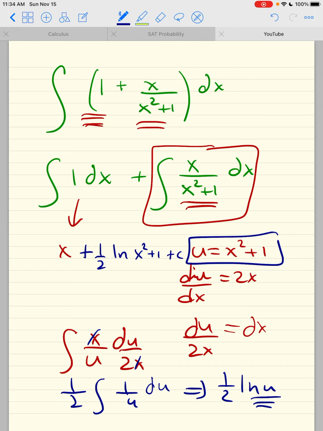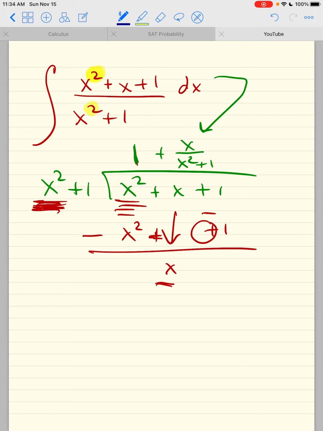So that's how we do the u substitutions. Basically, the denominator has to differ by 1 from the numerator. The denominator has to be 1 bigger. And if not, you have to use long division.